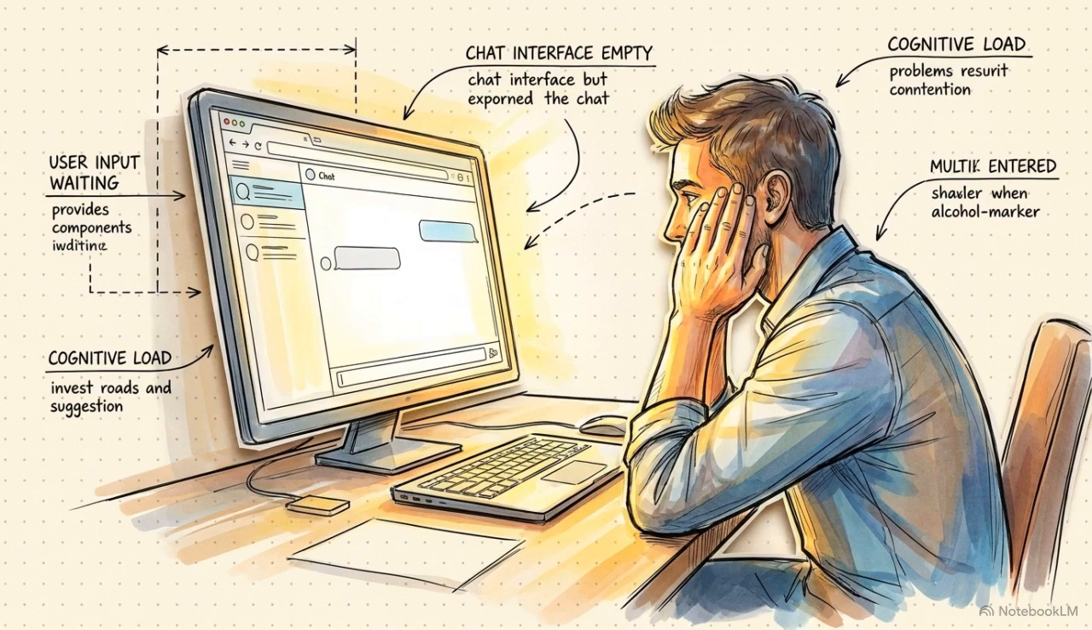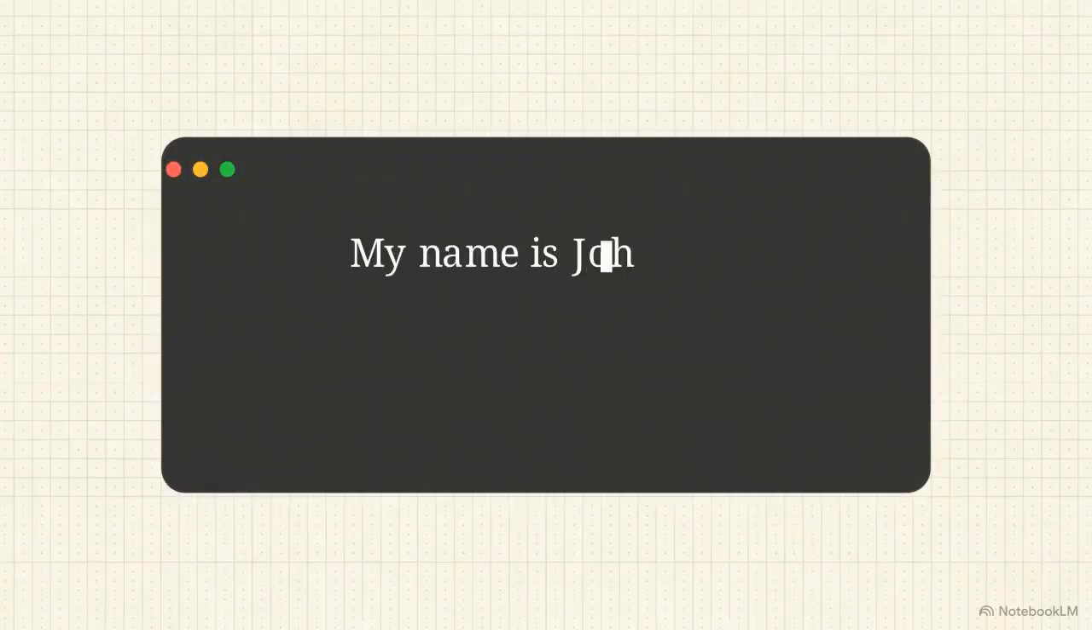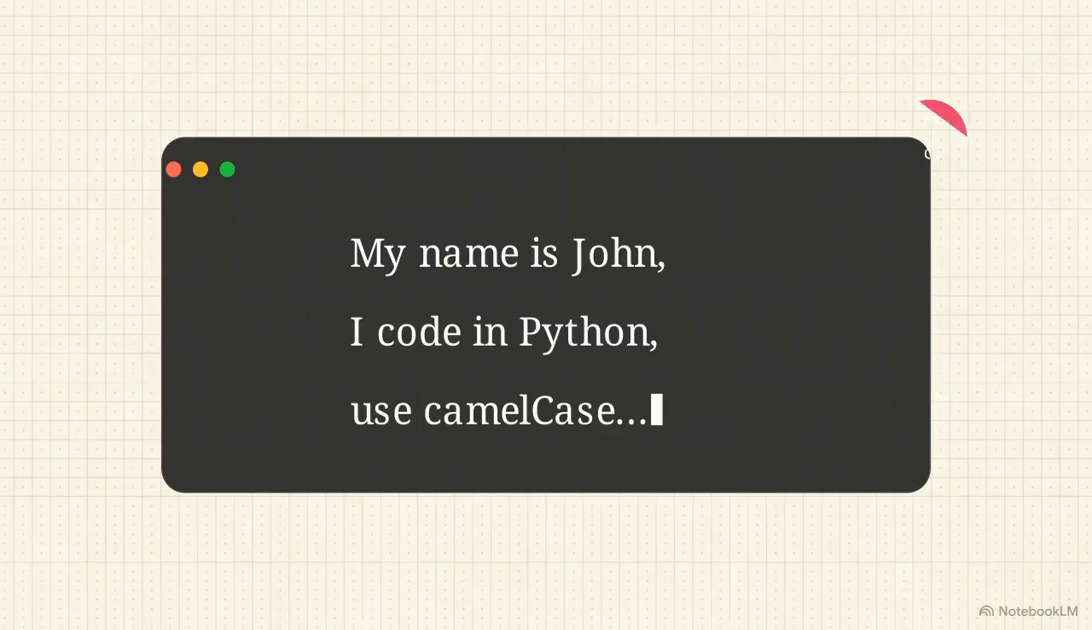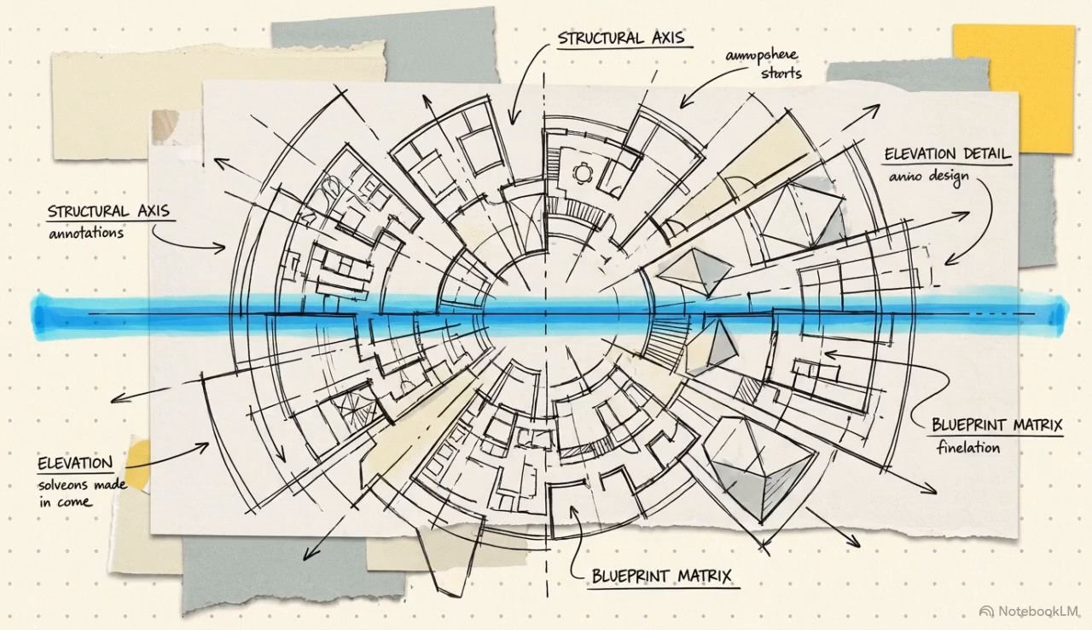Every time you open a new window, you have to re-explain who you are, your preferred coding syntax, or your formatting requirements. Resolving this amnesia requires an architectural layer called context engineering.